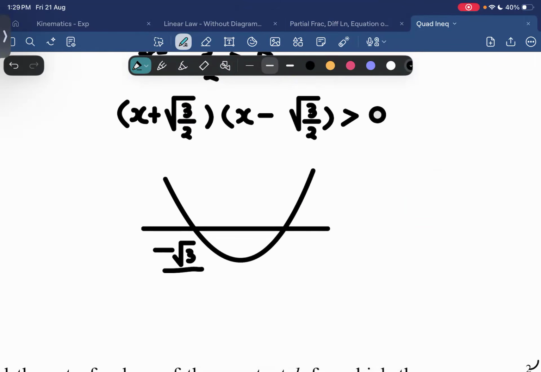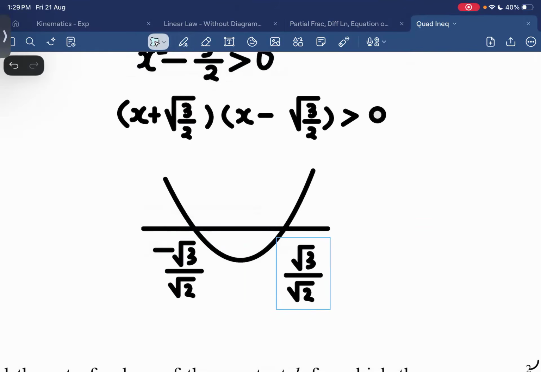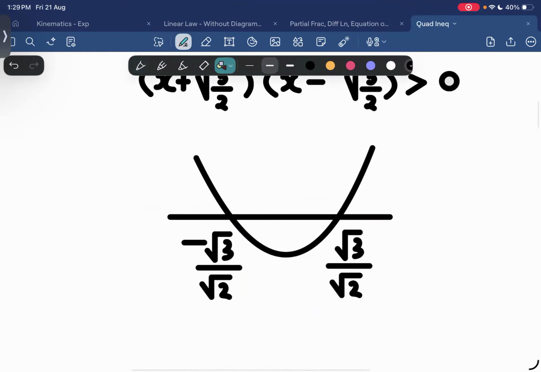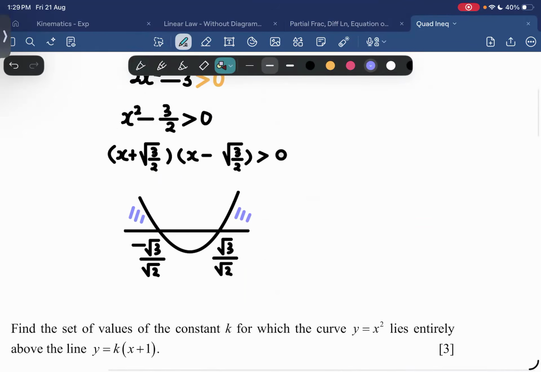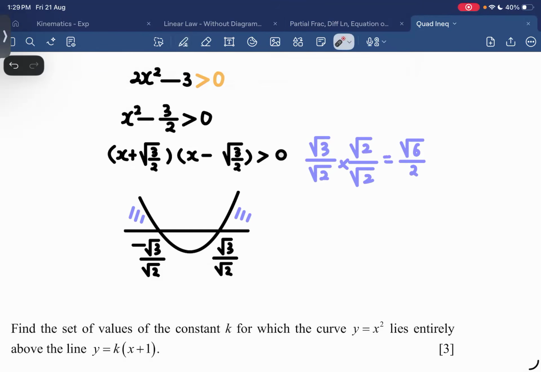So negative square root 3 over square root 2, whereas on the other side, it's positive square root 3 over square root 2. So more than 0, right? Where are we shading? We are shading over here. Okay, so what I will recommend is, because you have surds in the denominator, very quickly just go and rationalize it. So you multiply by square root 2 over square root 2 like that, and here you will end up with square root 6 over 2. So you do not leave your answer in a non-rationalized form.